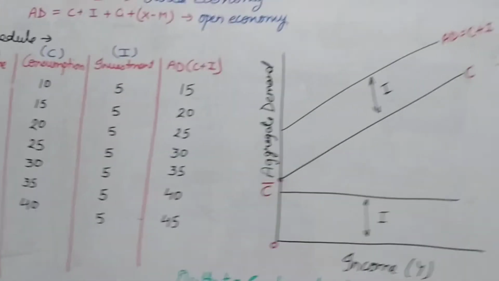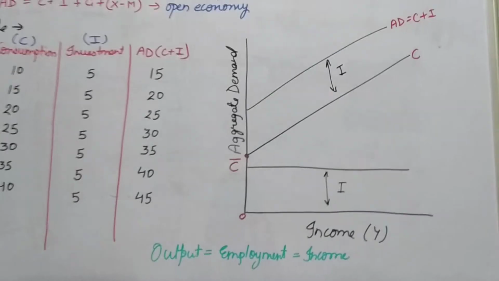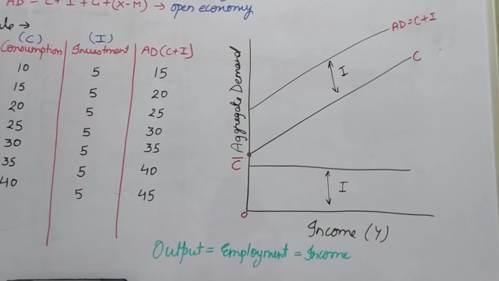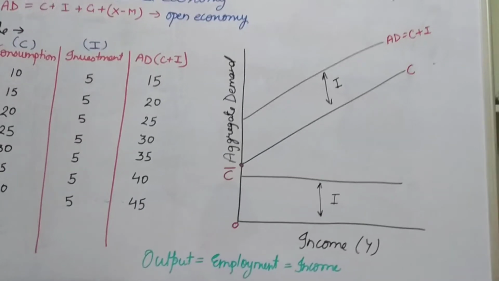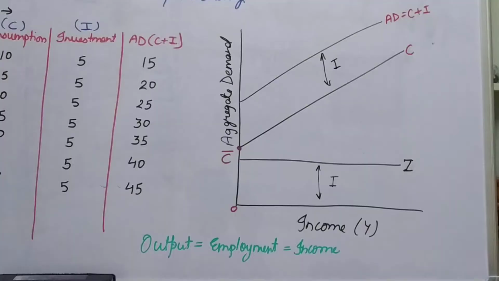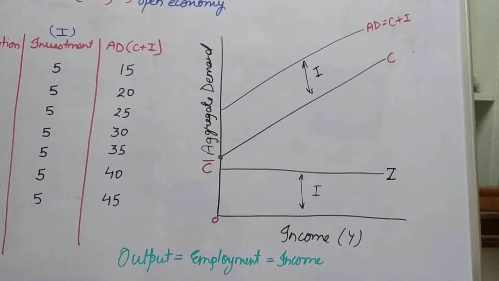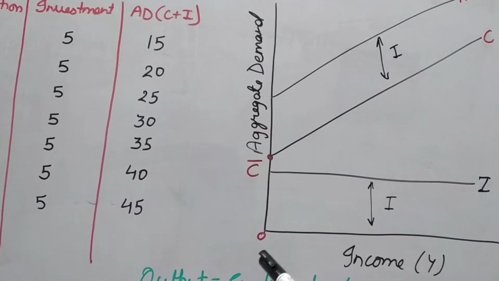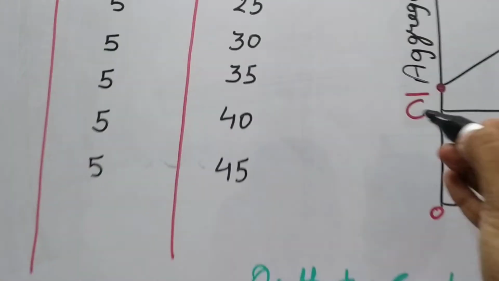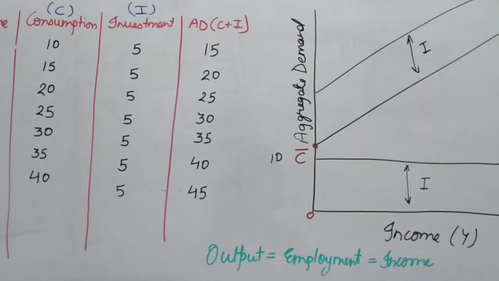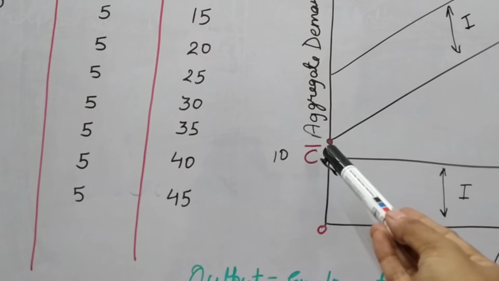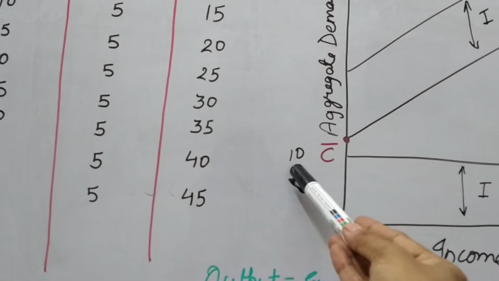Now the same thing we are going to show in the diagram. On the x-axis we are keeping income, on the y-axis aggregate demand, and I, that straight line you can see, is the autonomous investment. Okay, so that means autonomous investment is a straight line. And now here you can see when the income is 0, some level of consumption is there. According to the table, I will write over here 10 units. So when the income was 0, at that time some level of consumption was there, that was 10 units.